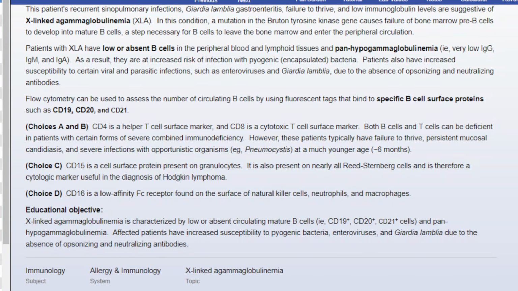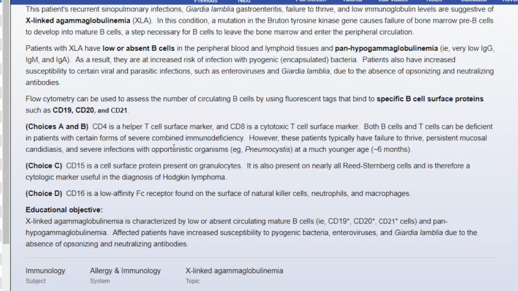Another question the USMLE always asks is about CD4 and CD8. Remember, those are surface markers for T cells. CD4 is the T helper surface marker, and CD8 is the cytotoxic T cell surface marker. Remember, CD4 T helper and CD8 cytotoxic T cell surface marker.